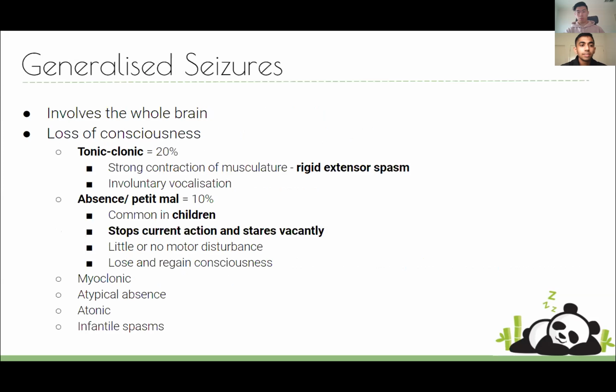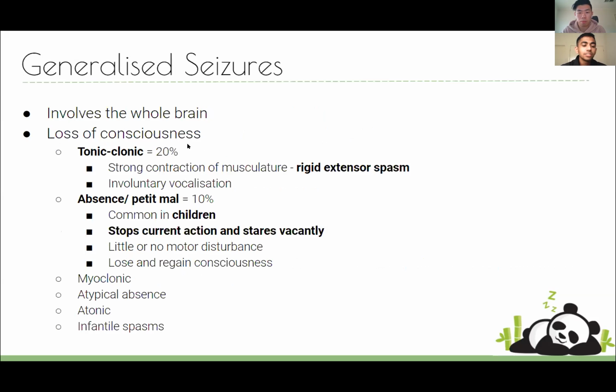Cool. Then we have our generalized seizures. As opposed to our partial seizures, which stay in one part of the brain, they're localized, a generalized seizure, as the name suggests, is going to spread throughout the whole brain. It's going to involve the whole brain. And we're more likely to get loss of consciousness. In fact, almost all people get loss of consciousness.